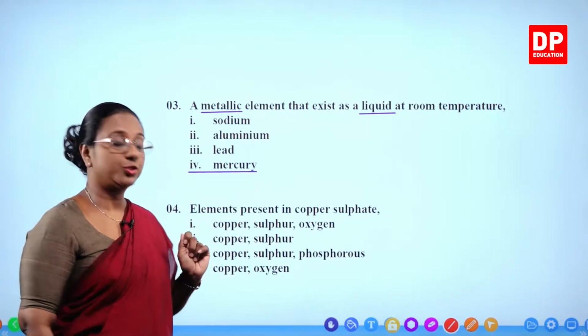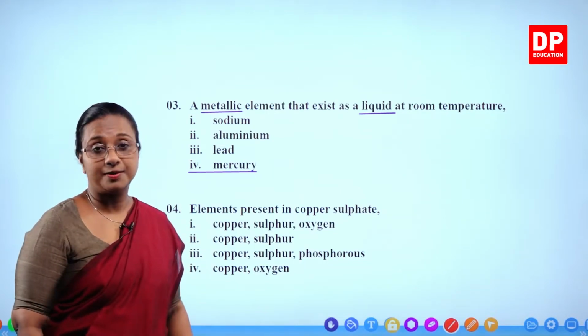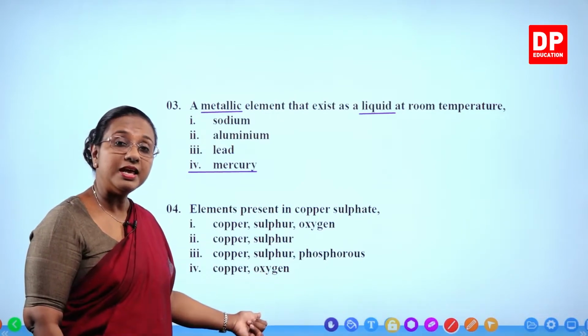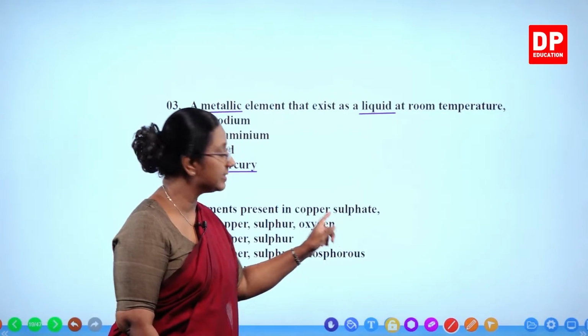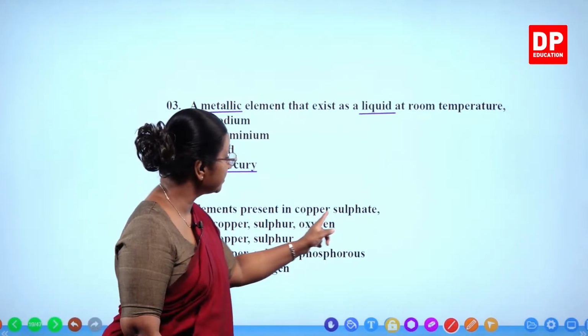Then the fourth question. Elements present in copper sulfate. Now copper sulfate. From the name you can understand copper is there. You can relate it and remember, that's easy, copper sulfate.